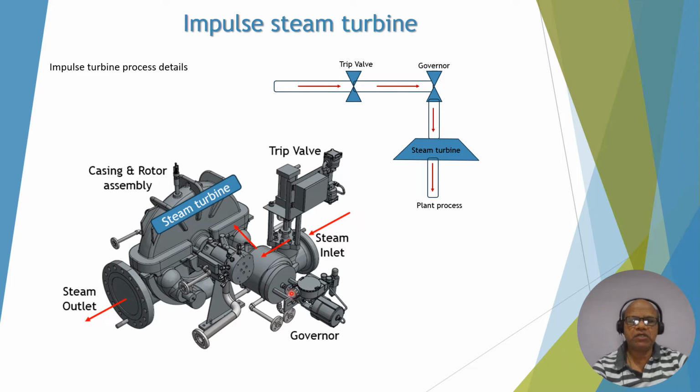This is actuated externally with this governor. And then finally it goes to the steam turbine. You can see it goes to the steam turbine and finally comes out after producing the power. It comes out like this. And since it is a back pressure application, that means the outlet condition is still superheated and so it can be sent to the plant process application. And this is an actual casing and rotor assembly inside the steam turbine.